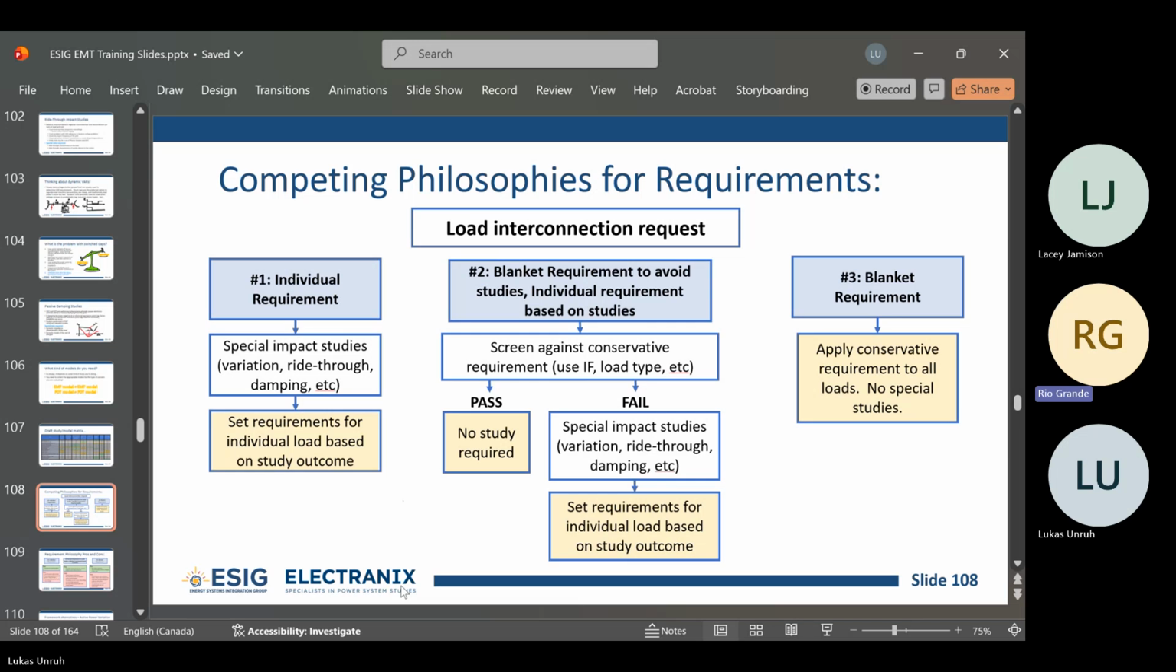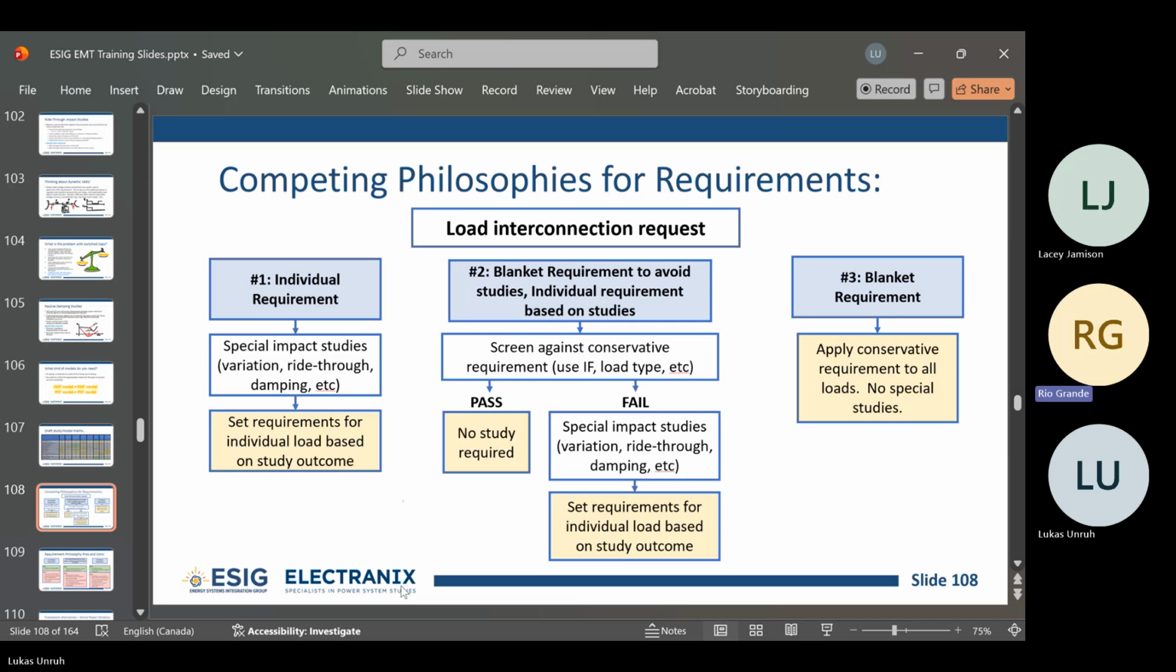The second option here is to have a blanket requirement. You can say, let's say 25 megawatts or something like that. If you're going to be fluctuating more than 25 megawatts or some other ramp rate, then you need a detailed study. If you're under that, then maybe you'll pass through without a detailed study. And the third one would be just a blanket requirement to say, apply some conservative requirement to all loads and just say that no detailed studies are needed at all.